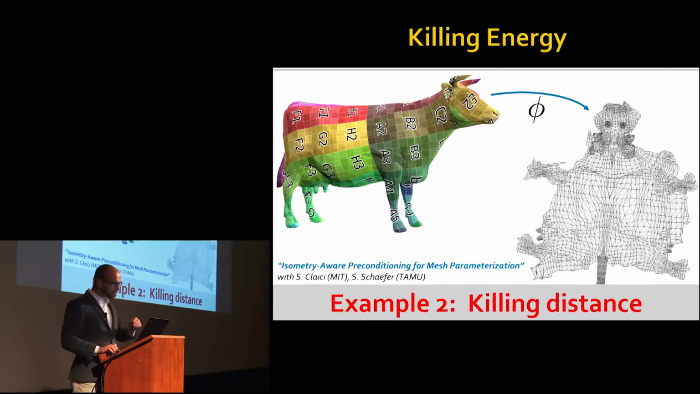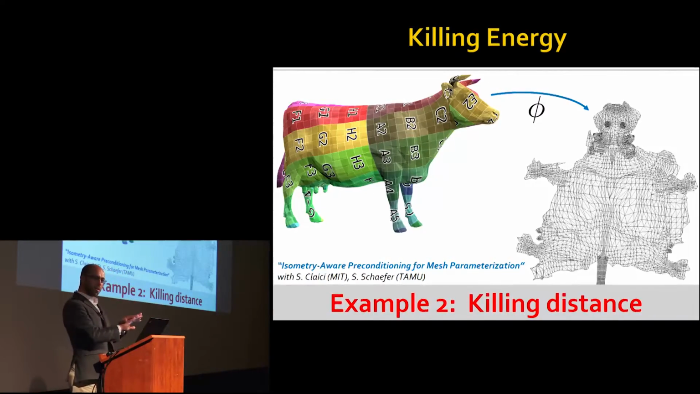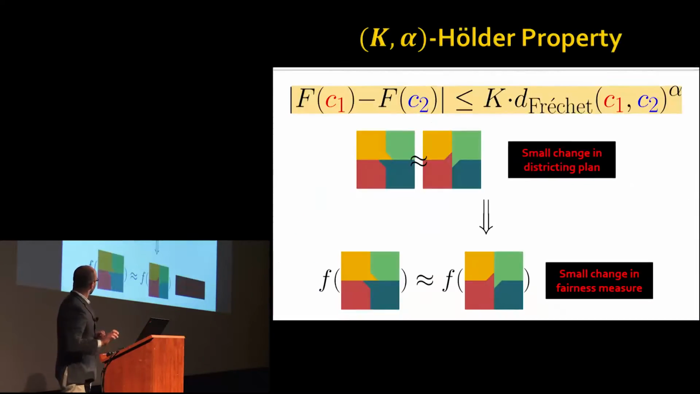So in general, once you have a measure of how similar districts are, what you'd like is, as I make a small change to a district, if our similarity measure is small, I want our fairness measure to change a small amount. There are a lot of different ways to formalize that in mathematics. The typical one is something I've highlighted here. This is the K alpha Hölder property. I promise this is the last equation we'll have, and then we're just going to draw pictures.